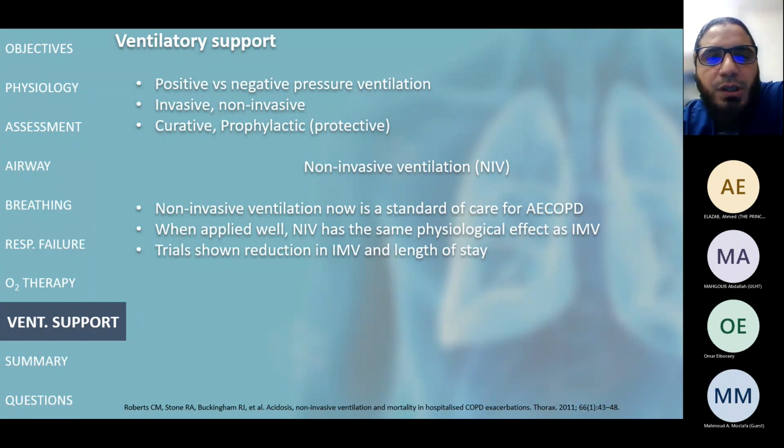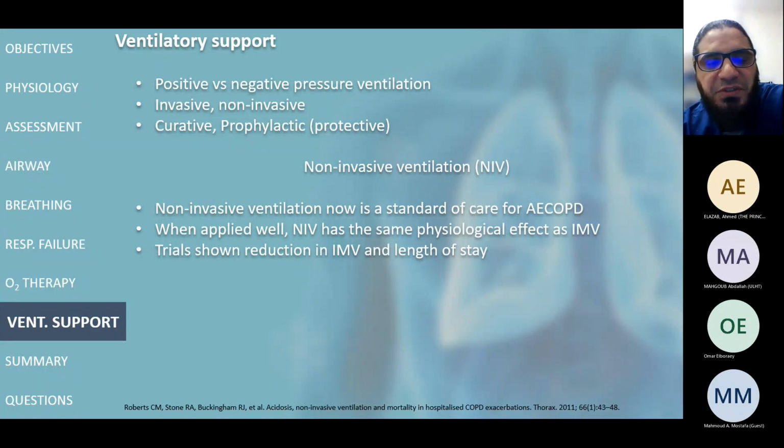how to use them, what the indications and contraindications are, and what the settings are, just to have an idea about them. Briefly about the ventilatory support. Normally we breathe with negative pressure ventilation, so the pressure outside the lungs, the atmospheric pressure, is higher than the pressure inside the chest, and the lungs just suck air inside. This is negative pressure ventilation.